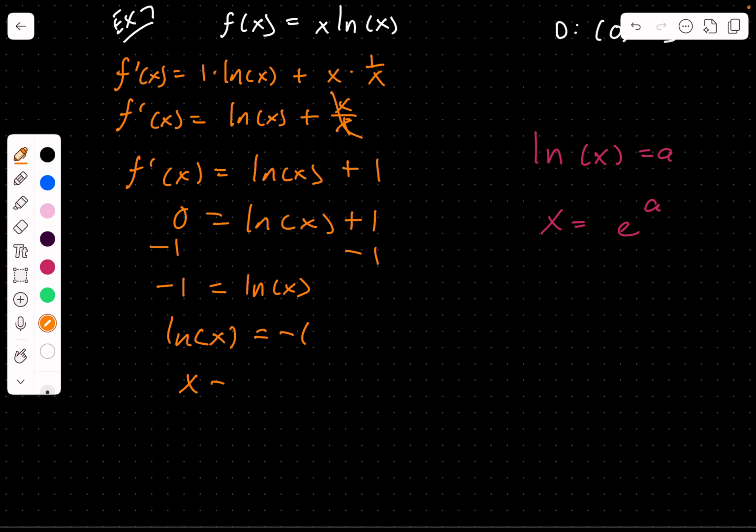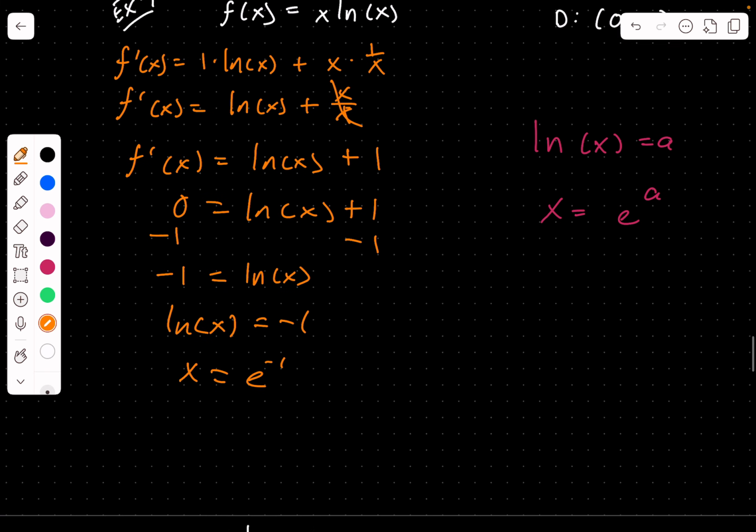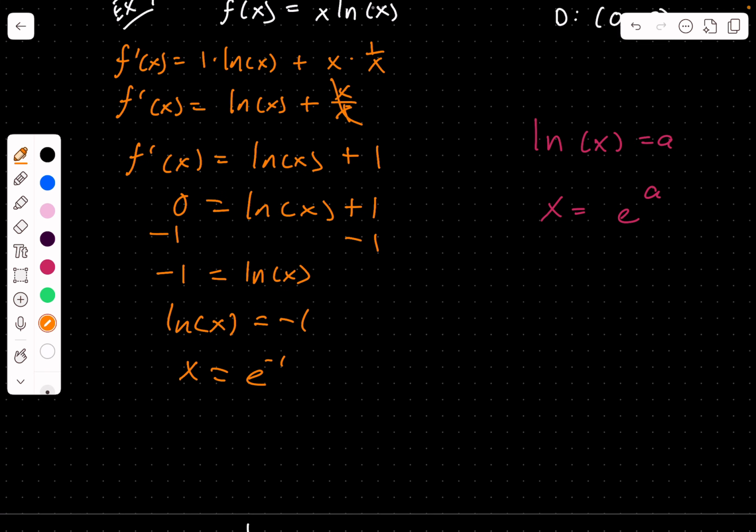And we get x equals e to the negative 1. I kind of skipped a step in my head. Because it's a negative exponent, we want to put that in the denominator. So then we get x equals 1 over e. That's what I was trying to do earlier. I kind of skipped a step there, just in case you wouldn't follow it.